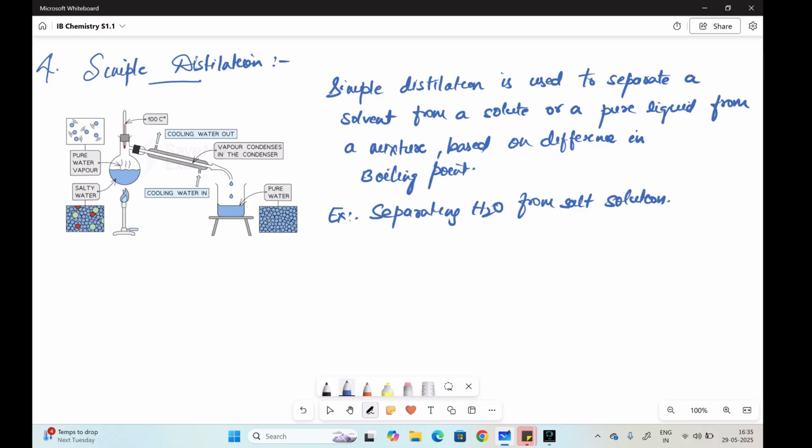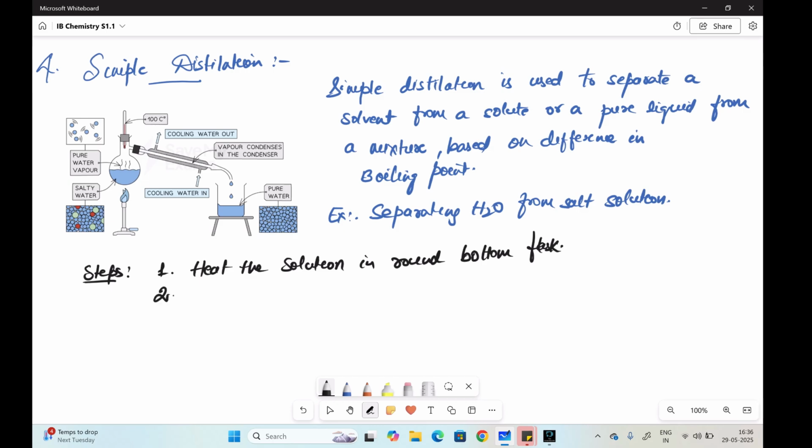Right? Or recovering anything. Steps are very simple. I will show you from the diagram also. First step is heat the solution in a round bottom flask. Right. Next step, the liquid with a lower boiling point will start evaporating first because of the lower boiling point.